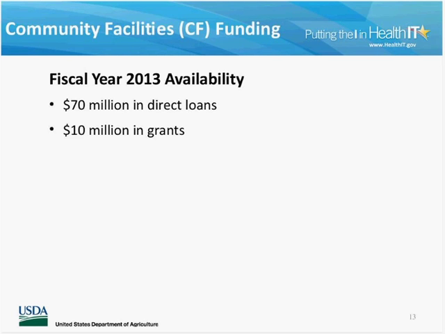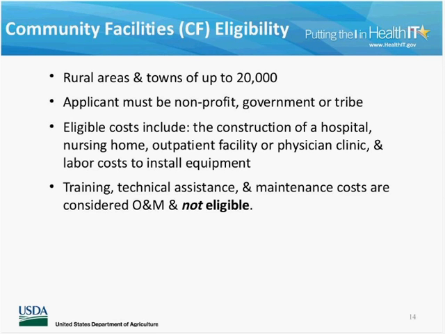It's important to also understand what our eligibility requirements are in order to tap these financing programs. Rural areas and towns of up to population 20,000, the applicant must be a nonprofit, government, or tribe, and eligible costs include the construction of a hospital or of a nursing home, outpatient facility, physician clinic. It could also be renovation of a facility, and it also could cover equipment purchases. However, training and technical assistance as well as maintenance costs are considered operations and management costs and therefore are not eligible for our community facilities program.